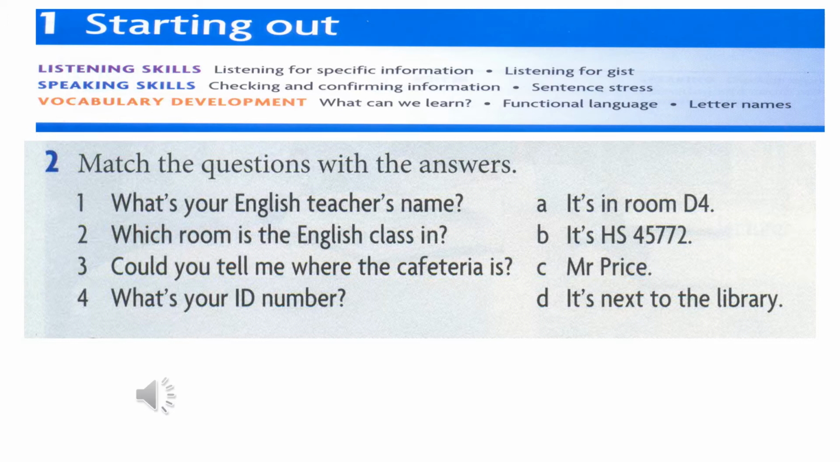Listen. 1. What's your English teacher's name? Mr. Price. 2. Which room is the English class in? It's in room D4. 3. Could you tell me where the cafeteria is? It's next to the library. 4. What's your ID number? It's HS45772.